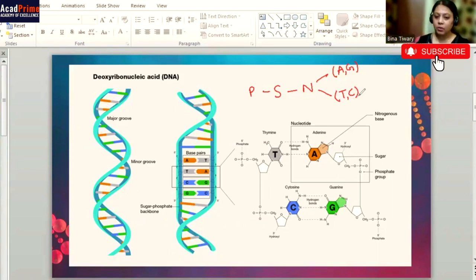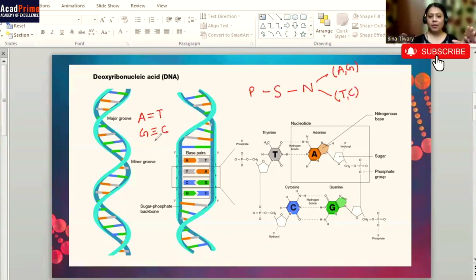There are some basic rules. It's not like any nitrogen base can join with any other. No, it's not like that. Here, adenine will always join with thymine, and guanine will always join with cytosine. They will join by making a hydrogen bond. As you can see, adenine and thymine are joined together by two hydrogen bonds, and guanine and cytosine are joined together by three hydrogen bonds, right? And there will be a very strong affinity for them. Why? Because they are complementary to each other.